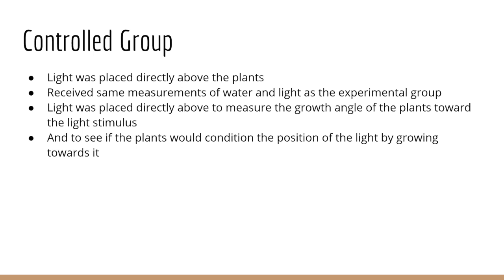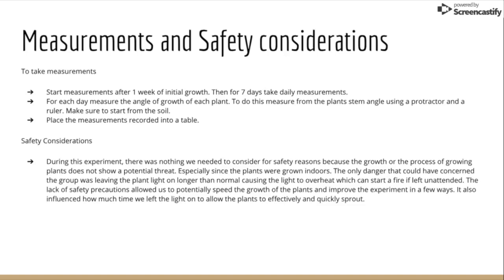each day. When it came to measuring, the plants were first measured 1 week after initial growth, and then measured daily for the next 7 days. For each day, the angle of growth of each plant was measured. This was done by measuring the plant stem angle using a protractor and a ruler, always starting from the soil. Later, the data was recorded onto the table.